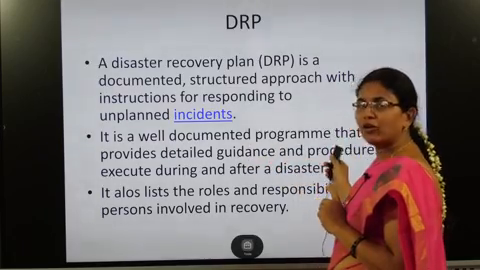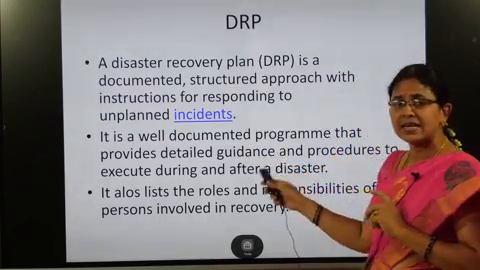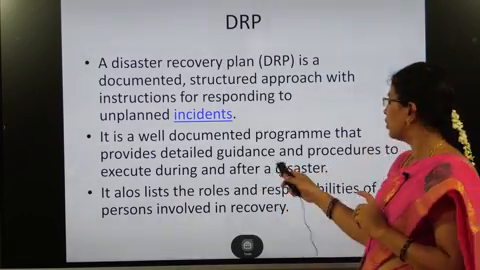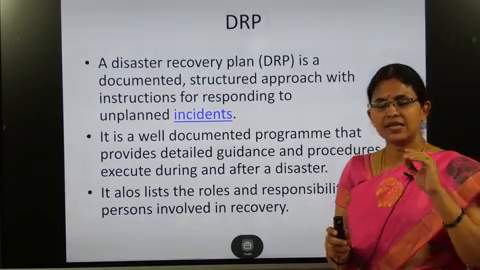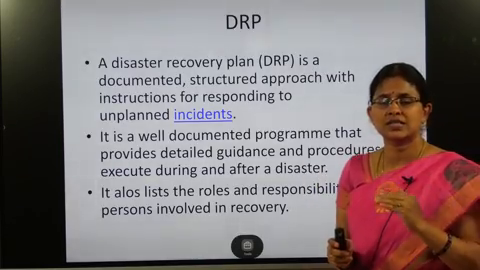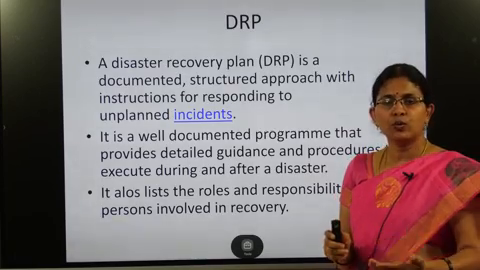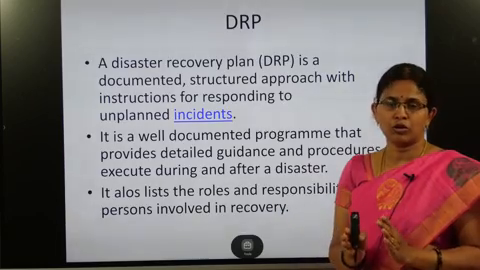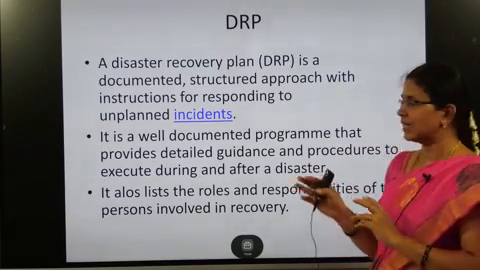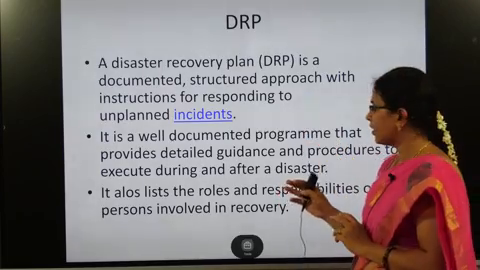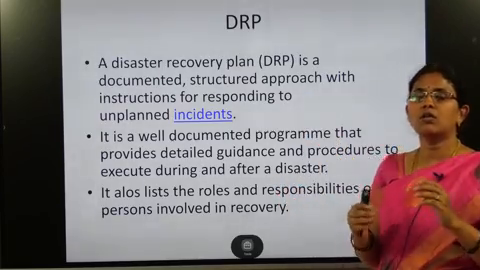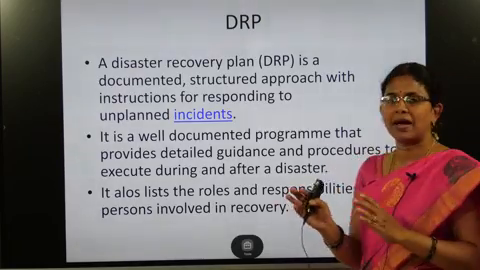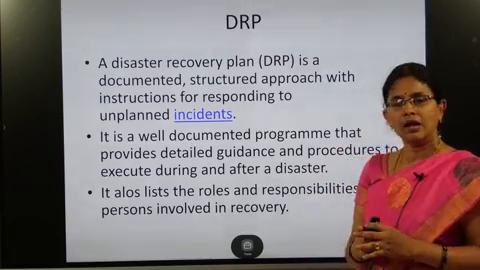It is a well documented program that provides detailed guidelines and procedures to execute during and after a disaster. Means if any disaster happens, what are the necessary steps you have to follow during and after the disaster. That will be completely put into documentation. So it's nothing but the disaster recovery plan. Not only that, it also includes the roles and responsibilities that should be performed by the persons who are involved in the recovery.